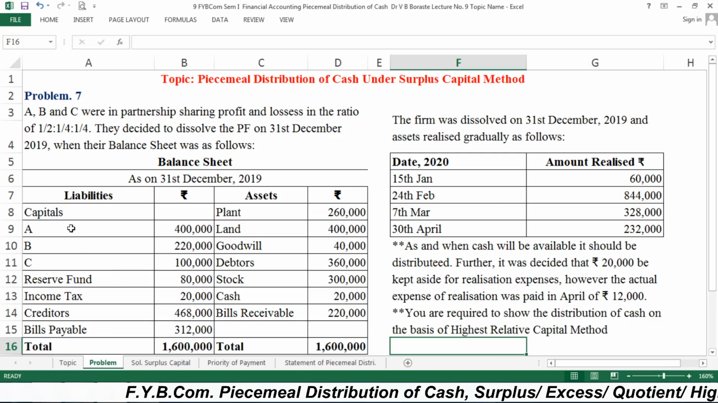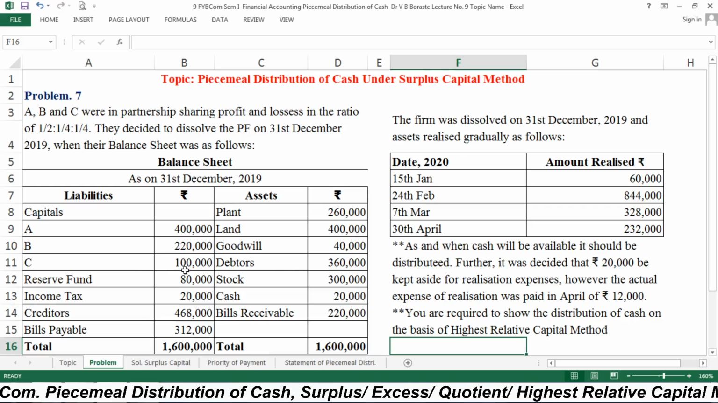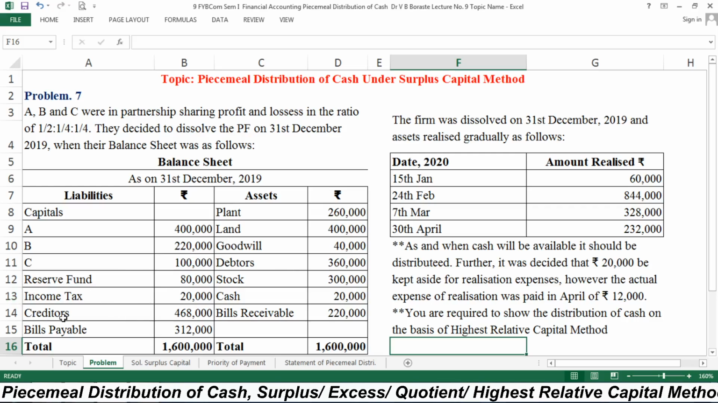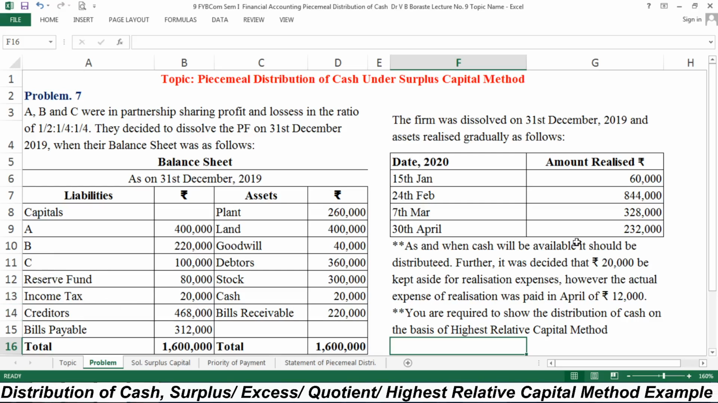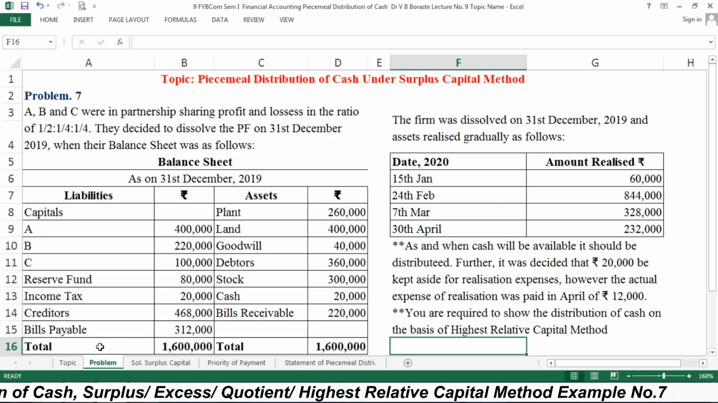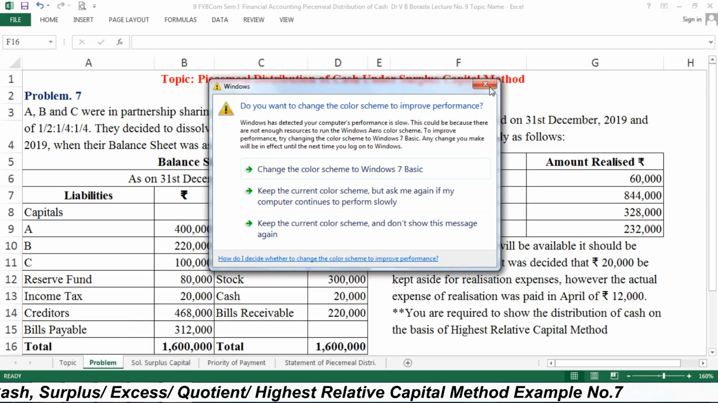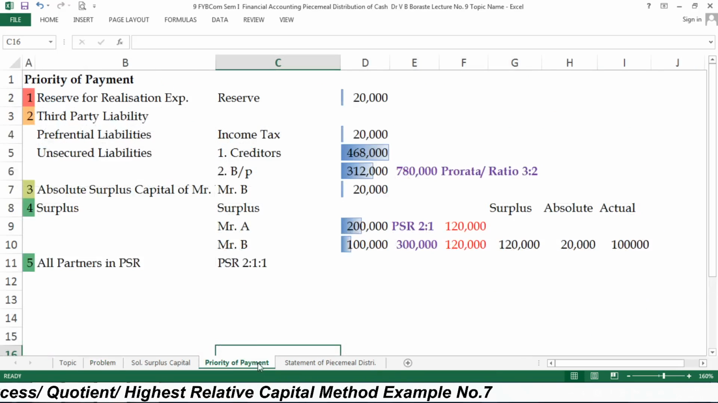So here you can see realization expenses. It is our first priority. It should be provided firstly, then you can pay other liabilities. On the liability side, we have one liability, that is income tax, which is a third party liability and is called government dues. So after realization expenses, we have to pay income tax, then creditors and bills payable, and then any other liability if any. But we don't have any other kind of liability, so we have only these three liabilities and one reserve for realization expenses. So we are going to prepare a priority of payment.